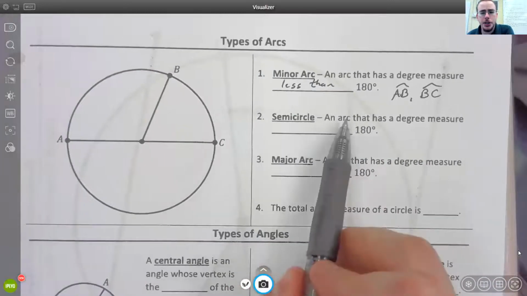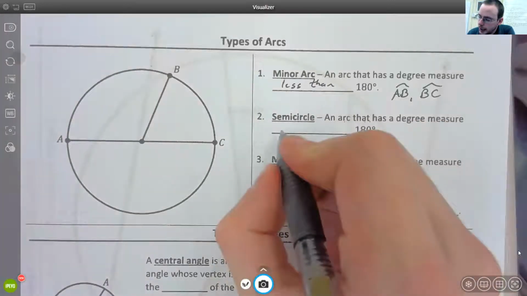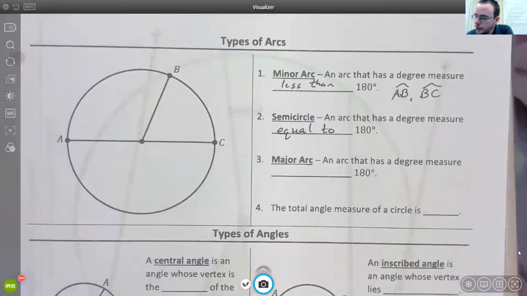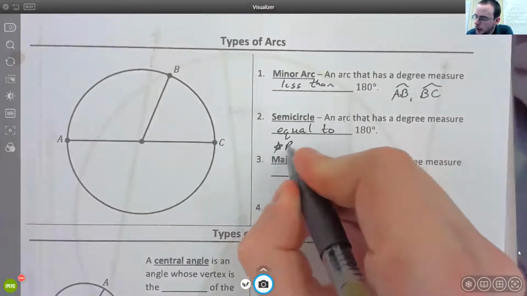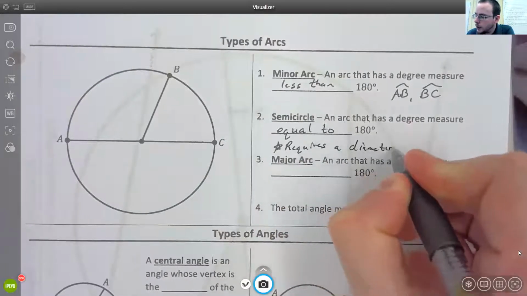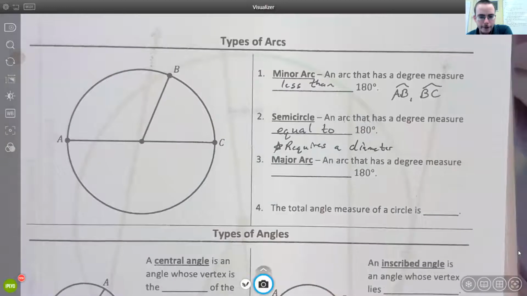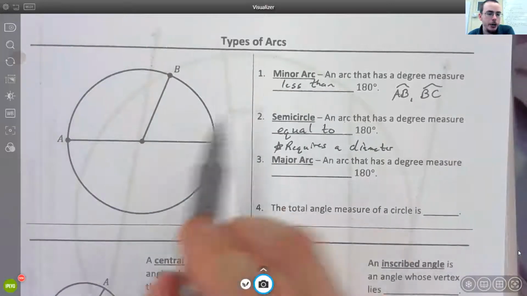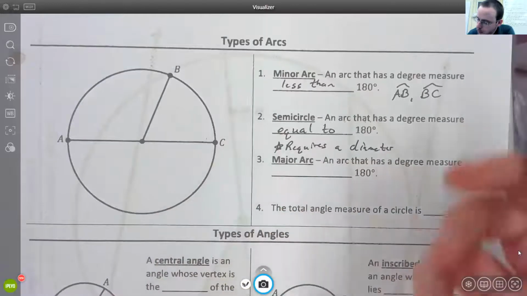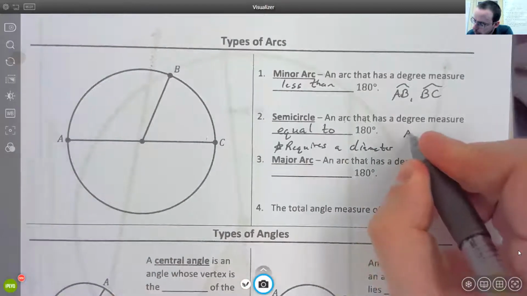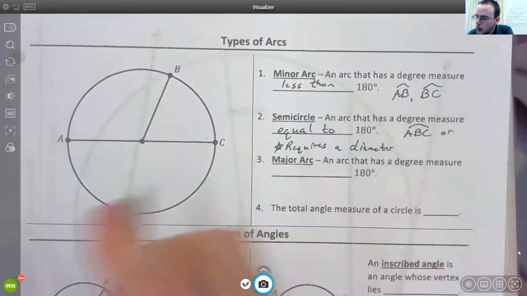A semicircle is an arc that has a degree measure equal to 180 degrees. And the thing about a semicircle is that it requires a diameter. Okay, and the reason for that is because a diameter cuts the circle in half. When you have an arc that goes from one endpoint of a diameter to the other, that's where you start getting your semicircle. So for instance, you could have arc ABC here or arc AC.